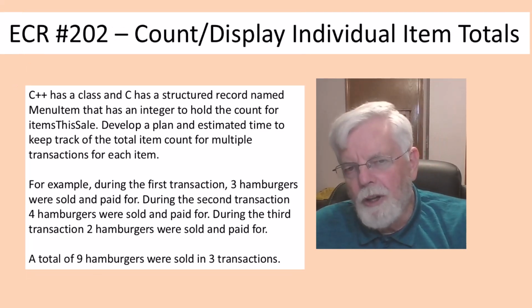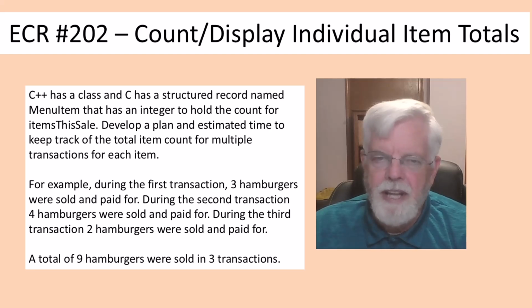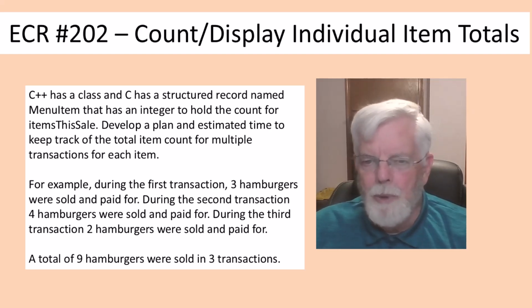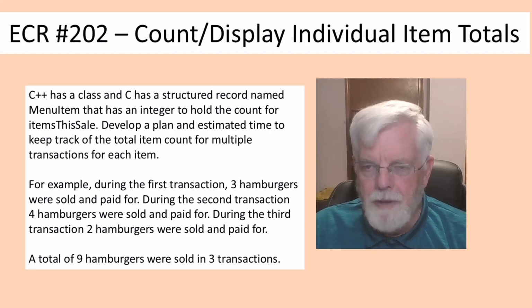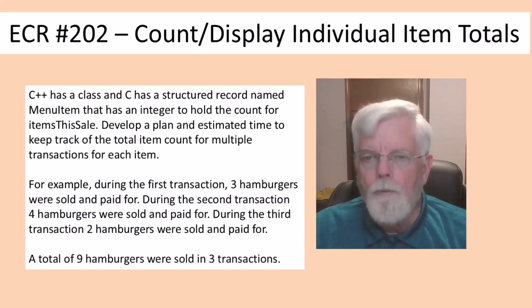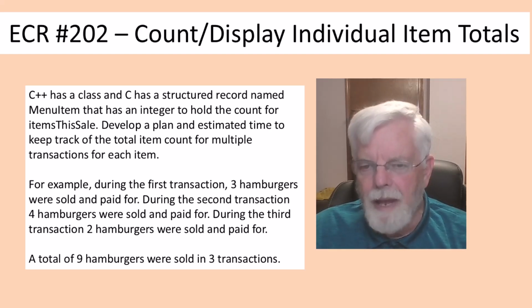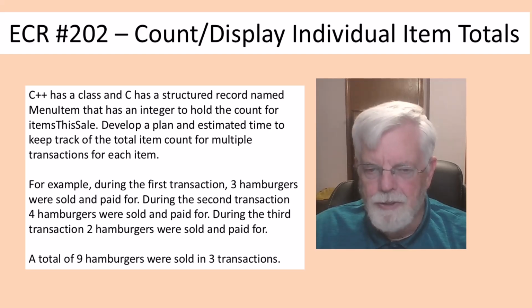Here's the second ECR. C++ has a class and C has a structured record named menu item that has an integer to hold the count for items this sale. Develop a plan and estimated time to keep track of the total item count for multiple transactions for each item. For example, during the first transaction, 3 hamburgers were sold and paid for. During the second transaction, 4 hamburgers were sold and paid for. During the third transaction, 2 hamburgers were sold and paid for. A total of 9 hamburgers were sold in 3 transactions.